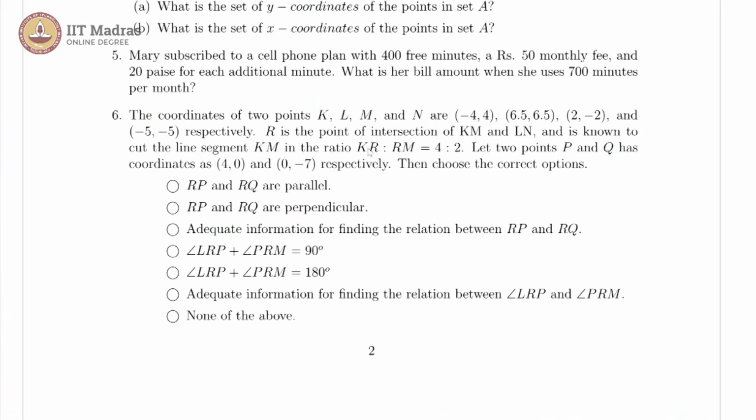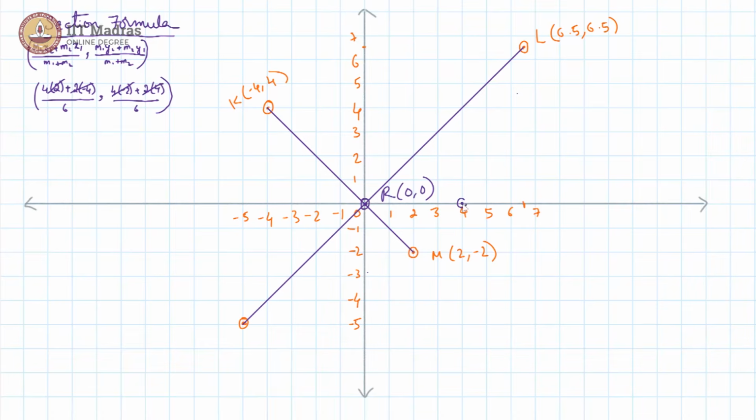Moving on then, we have two other points P and Q given to be 4, 0 and 0, minus 7. So these are on the axis. So this point here is P, 4, 0, and this is minus 6, this is minus 7. So this point here would become Q, which is 0, minus 7.